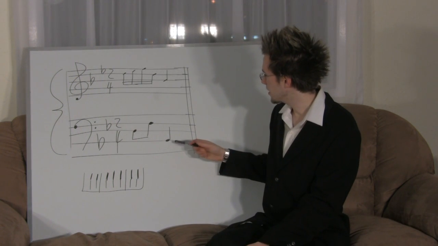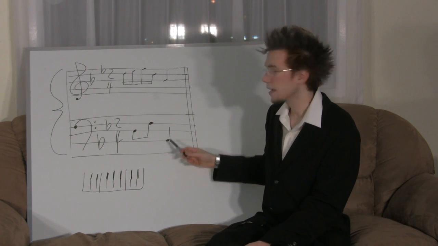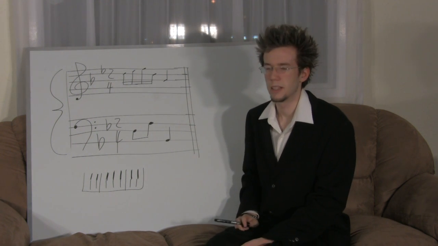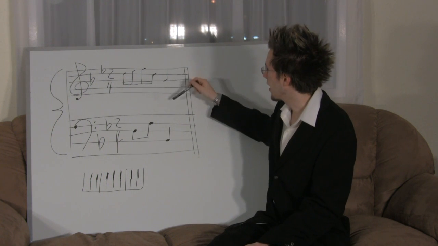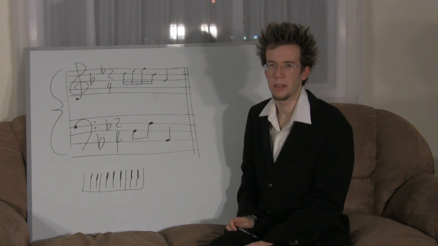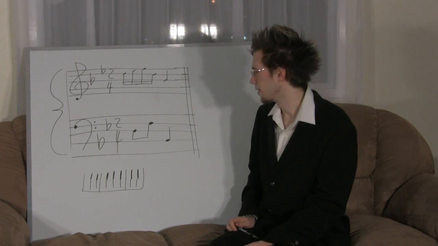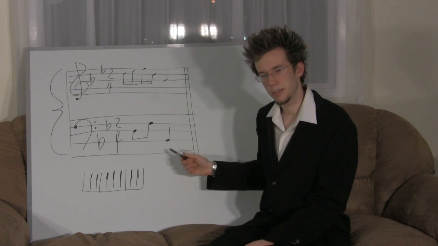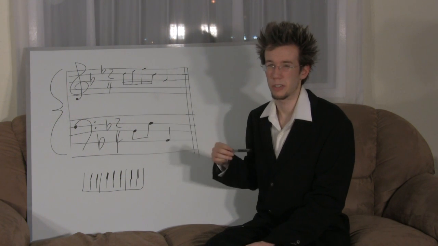But okay, so what do I see here? Well, I see a B flat in the bass and I see a B flat in the treble. Now what if there was, say, an F or D in the treble clef? Would that make me change my mind? Nope, not at all, because the bass note is the harmonic structure for the piece.